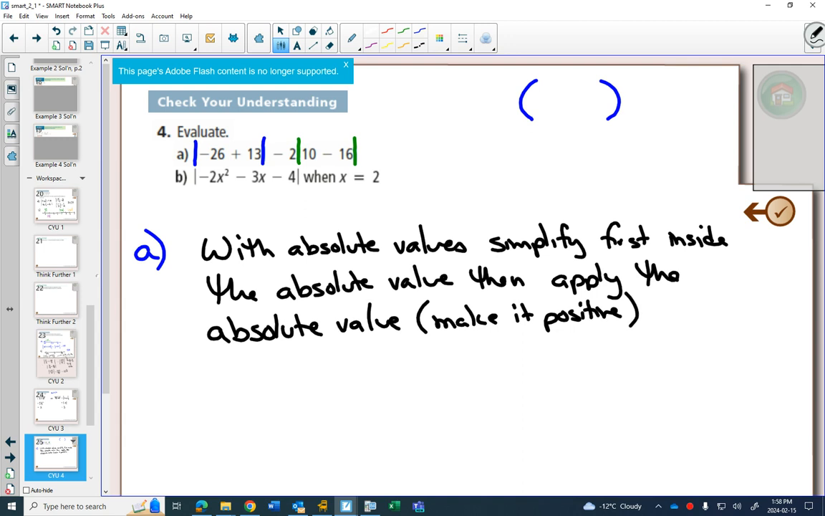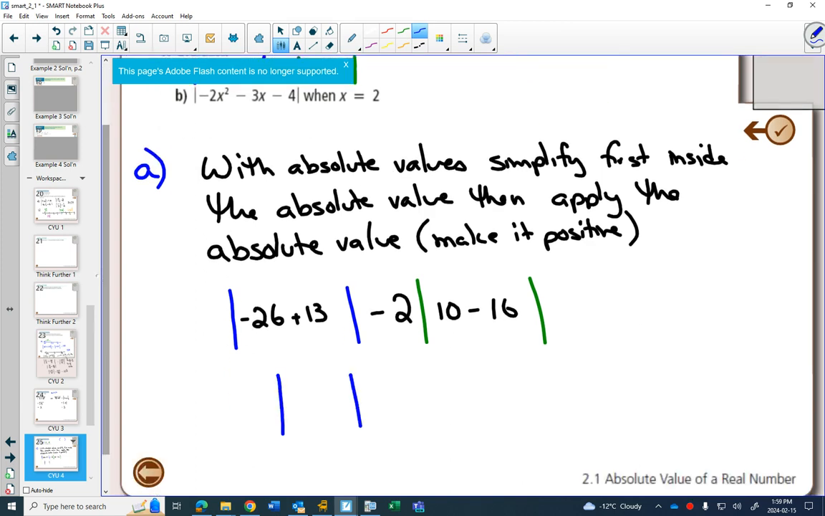So what we're going to do is we're going to simplify inside first, just like brackets. And once you have a single value inside the absolute value, then you can apply the absolute value, which makes a number positive. So, color coding this first one, I have my blue absolute values inside -26 plus 13. Then I have -2. And then my green absolute values, which inside I have 10 minus 16.